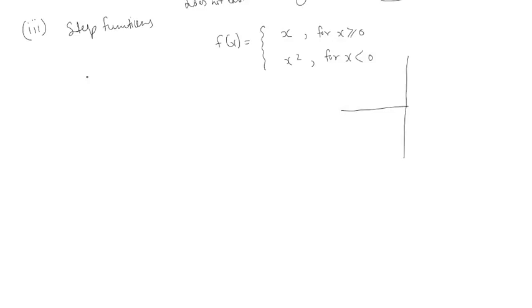Let's try plotting this. If you were to plot step functions, it shouldn't be that much of an arduous task, but you'd have to divide your task into two parts. Actually, let's first consider the negative part, because we're going to move from the left to the right. It's basically saying that for all negative values of x, I have the function f of x equals x squared.